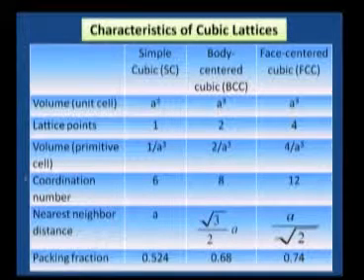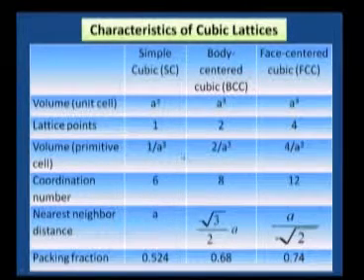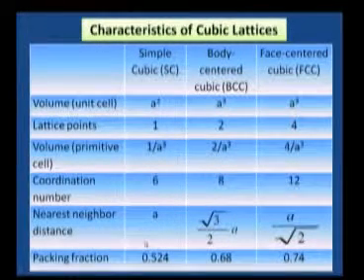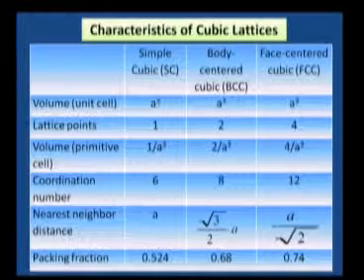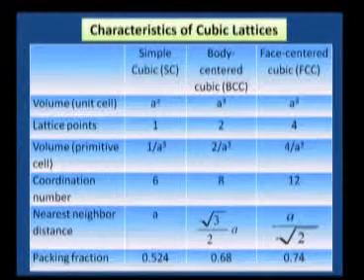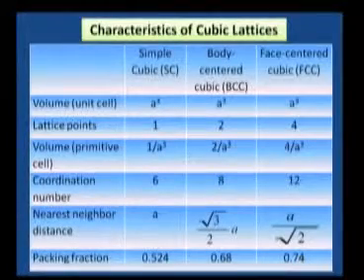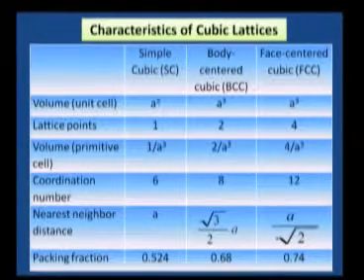The volume of the primitive cell is given here: 1 by a cube, 2 by a cube, 4 by a cube. Coordination number is nothing but the number of nearest neighbors. The number of nearest neighbors for simple cubic is 6. For body centered cubic you can take this as the reference atom, the number of nearest neighbors is 8, right. You have an atom here, the nearest neighbors you find here, 8 will be the number of nearest neighbors for body centered cubic. For face centered cubic it will be 12, right. The coordination number for FCC unit cell is 12.